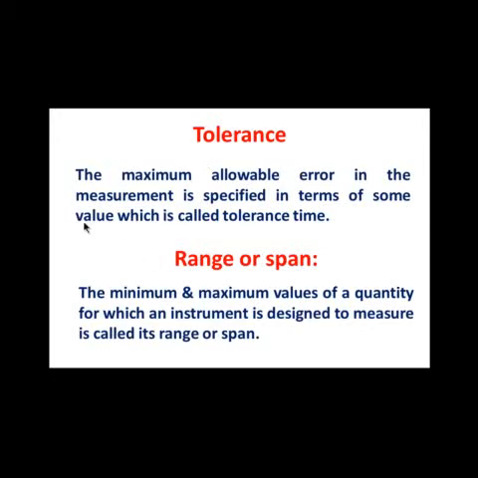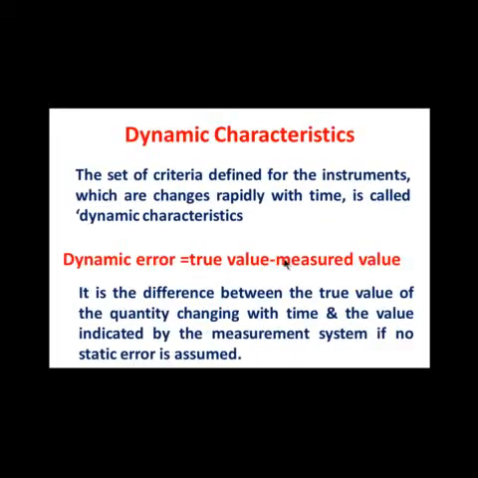Next we have range or span. The minimum and maximum value of the quantity for which an instrument is designed to measure is called range or span. Range is generally the minimum and maximum. Span is generally given for a signal: for an electrical signal, 4 to 20 milliampere is the span, and for a pneumatic system, 3 to 15 psi is the span. So that is considered as range and span.